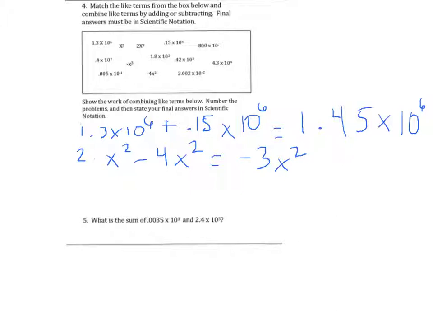Well, that one's actually already in scientific notation, so in my final answer I just check to make sure I don't need to move that decimal and change it to scientific notation and change the exponent. But 1.45 is between 1 and 10, and times 10 to the 6th.